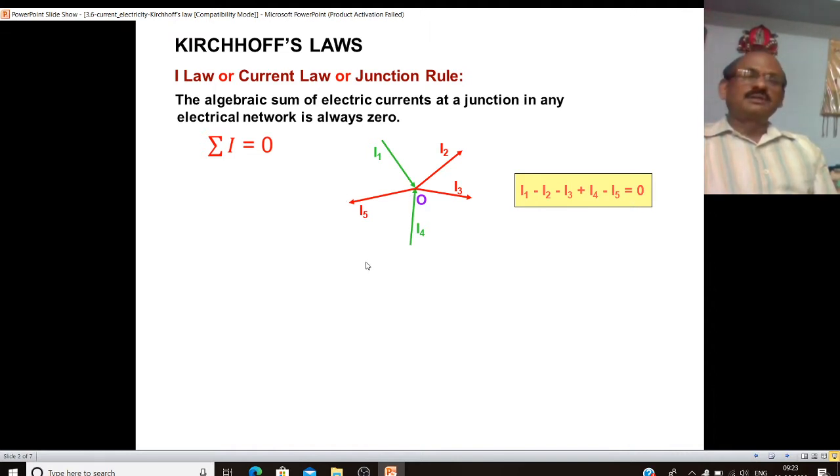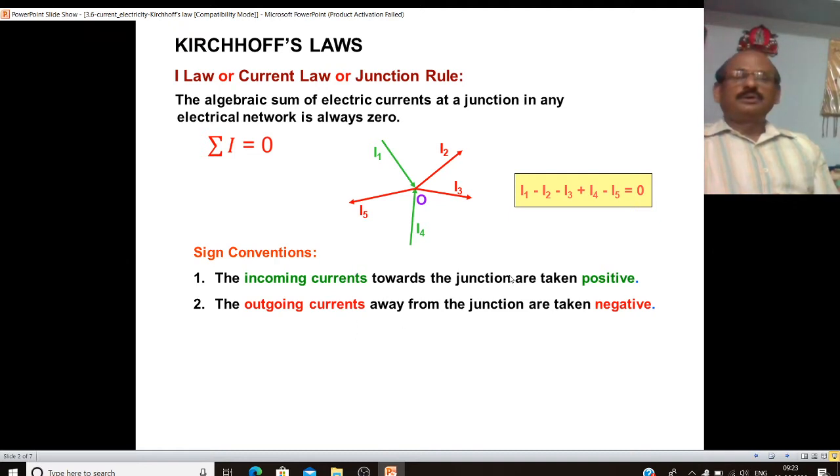So remember the sign convention. Incoming currents are taken as positive at a junction, while those leaving the junction are taken as negative. It is purely conventional. You may take it in a different way, that is outgoing positive, incoming negative, the result will not change, but the suggestion is to always follow any one sign convention. This rule is based on the conservation of charge.